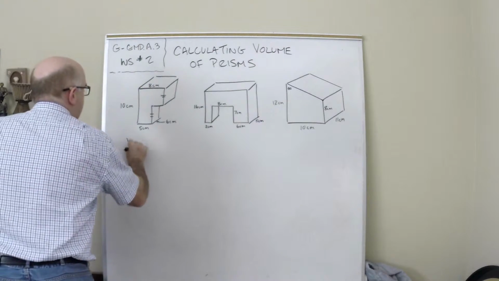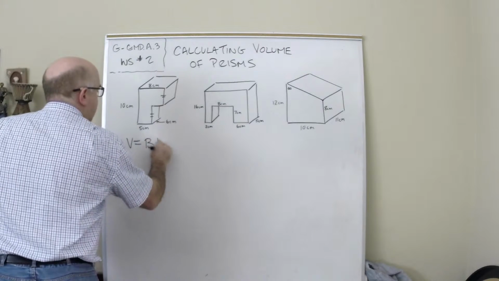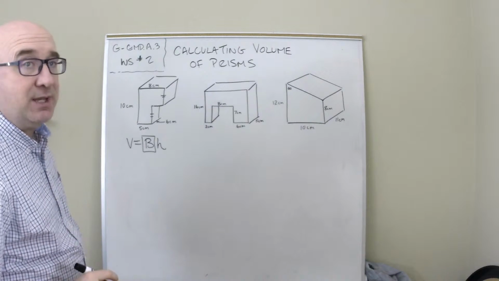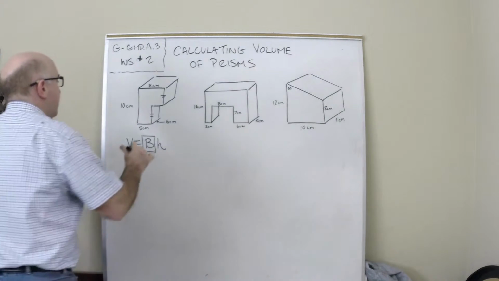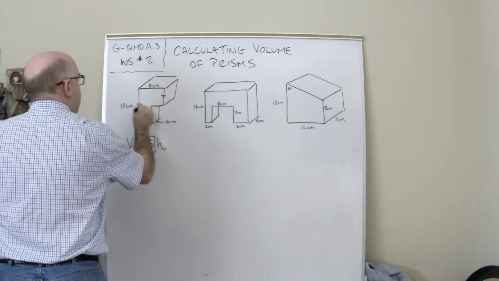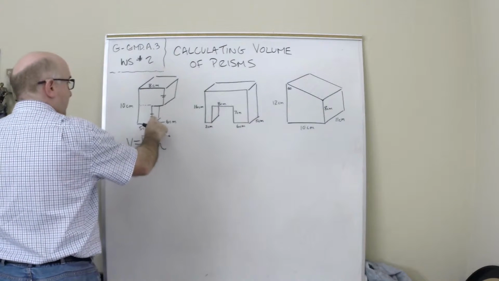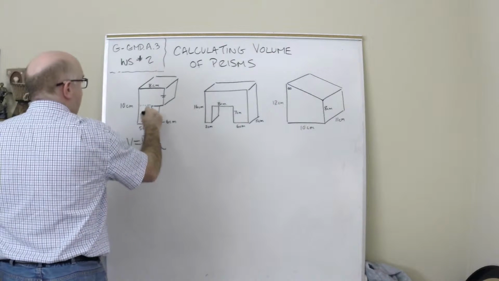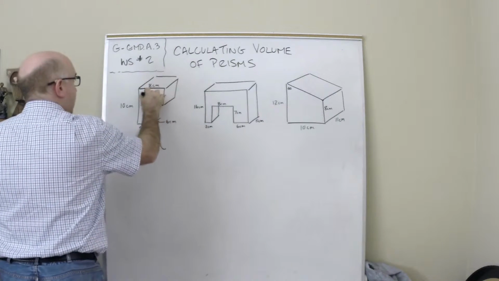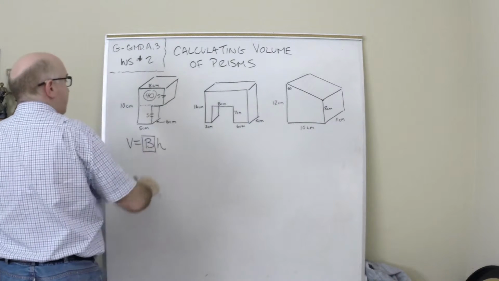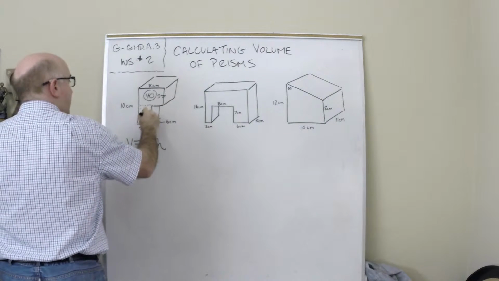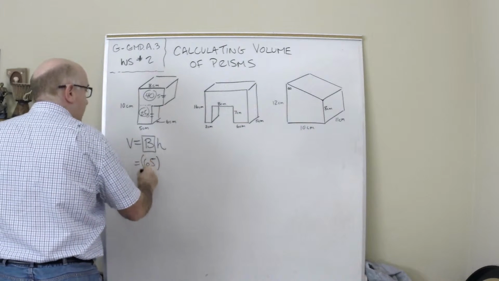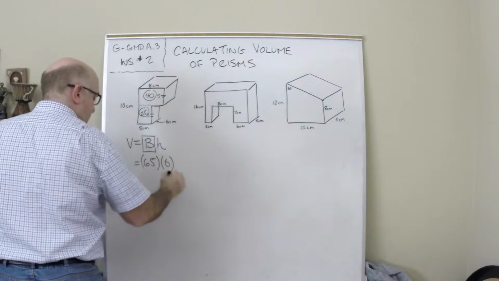So what I'm going to do is volume is area of the base times the height of the prism. And again, that big B represents the area. I'm going to cut it into two pieces and find it. The two dashes are the same, so that's 10 divided by 2. So this is a 5, this is a 5. 8 times 5 is 40 here. 5 times 5 is 25 here. So actually all I do is put 65 in there and multiply it by 6.